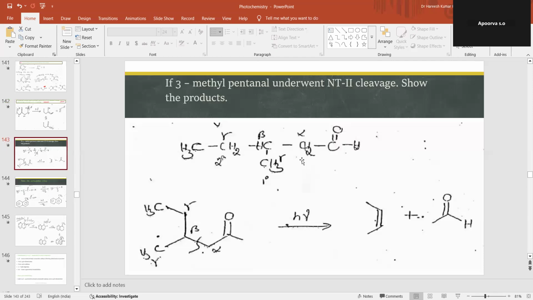Here you have to identify the gamma hydrogen: alpha, beta, gamma. This is one gamma, this is another gamma. But you can observe that this is not the weaker gamma hydrogen because it is a primary carbon. This is the weaker gamma hydrogen because it's a secondary hydrogen. That means abstraction of the hydrogen radical occurs at this carbon, not at this carbon, and there will be a cleavage between the alpha and beta carbon. The obtained products are alkene and acetaldehyde.